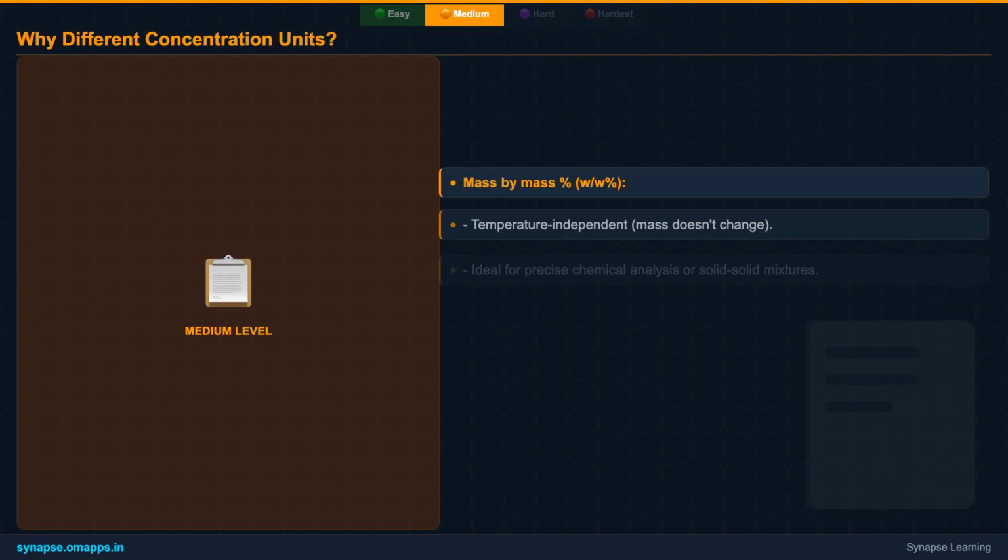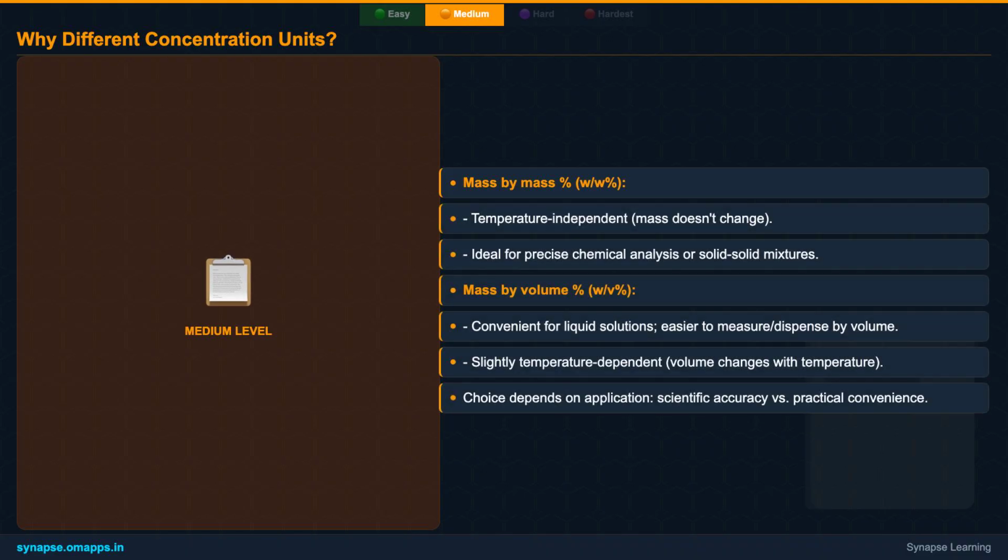So, why do we have different percentage units? Each has its advantages. Mass by mass percentage is stable with temperature changes, as mass doesn't fluctuate. Mass by volume percentage, while slightly temperature dependent due to volume changes, is very practical for preparing and dispensing liquid solutions. Choosing the right unit depends on what you're trying to achieve and the context of your application. Always remember to specify which percentage you're using.